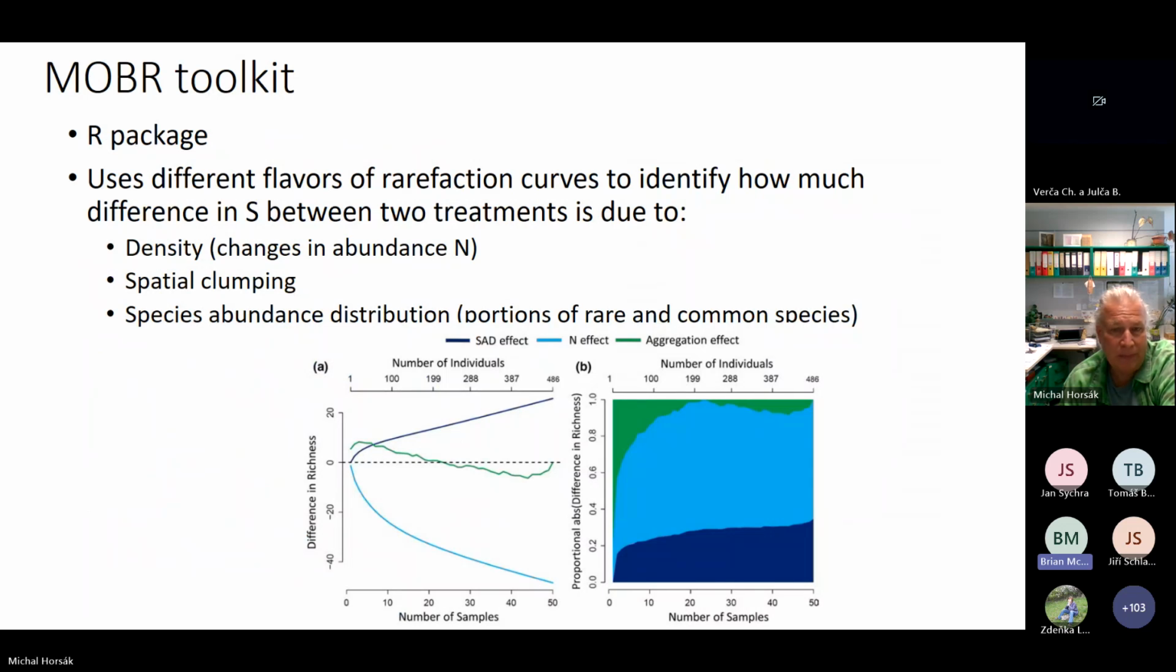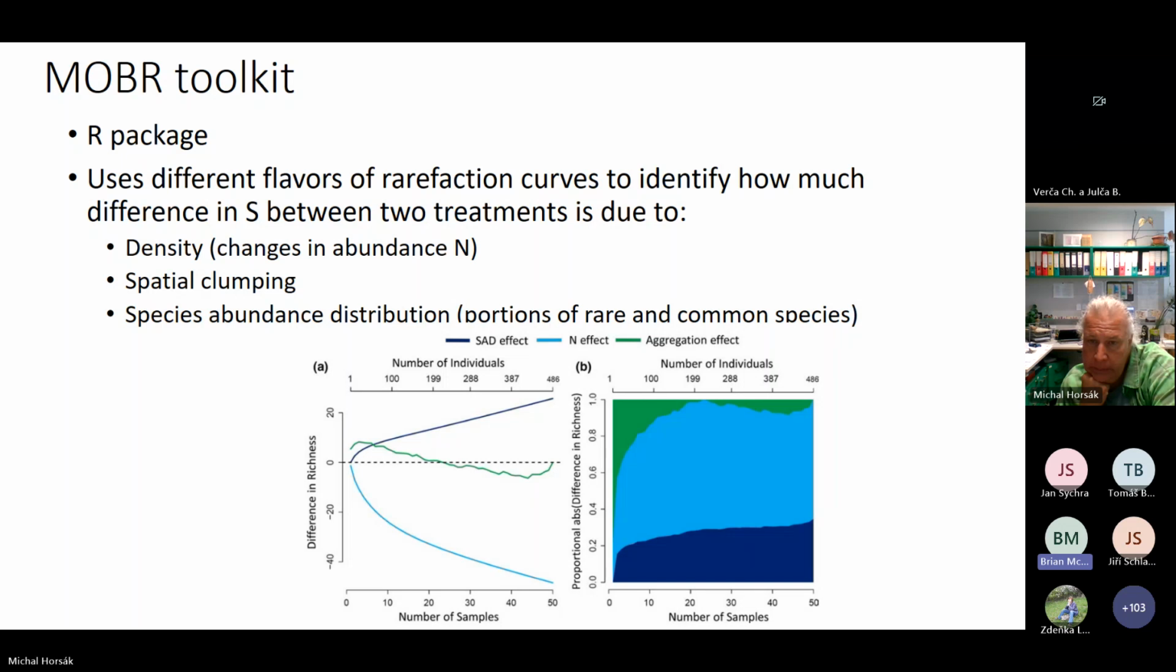So working with John Chase and Nick Catelli and a bunch of people, we've produced an R package that takes rarefaction curves and has developed a set of null models that lets you tease apart the contribution from each piece, the contribution from density or abundance changes. This is designed to compare a treatment and response of either experimental or observational data. So you're comparing two situations or treatments, and it can tease out the contribution of abundance, the contribution of spatial clumping of individuals, and the contribution of the proportion of evenness or proportions of rare and common species.